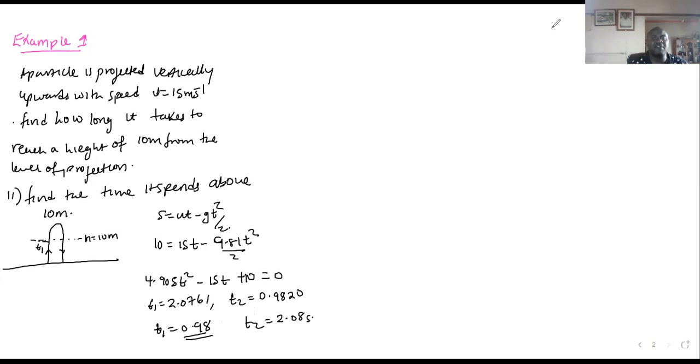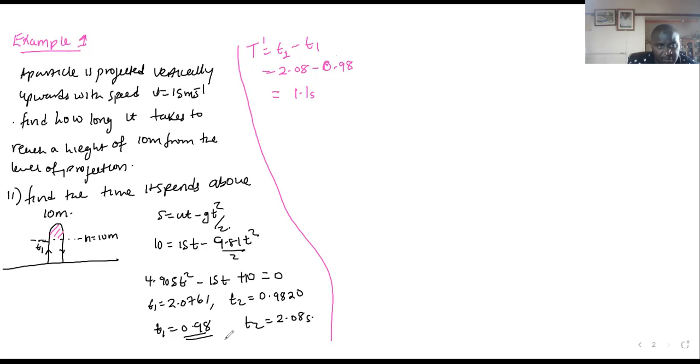But the time it spends above, when they go to the above bit, we have to be in position to find T prime, which is going to be T2 minus T1, which is equal to 2.08 minus 0.98. What answer do you get? 1.1 seconds.